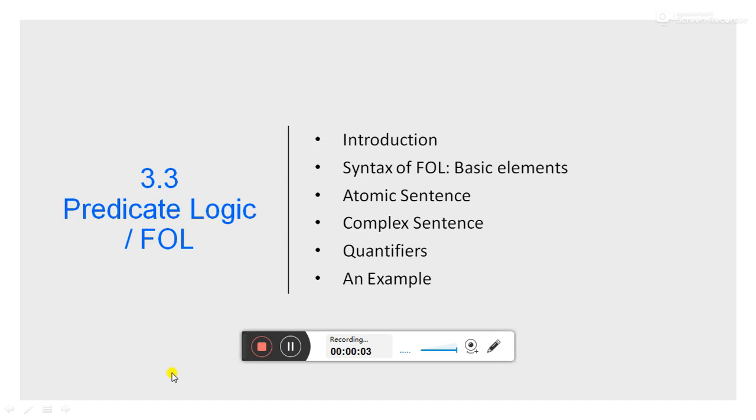Hello students, today I will discuss predicate logic, or first order logic, which is also called first order predicate logic. In this lecture I will cover the introduction, then the syntax of first order logic, that is the basic elements, atomic sentences, complex sentences, and quantifiers, and we will finish this lecture with an example.